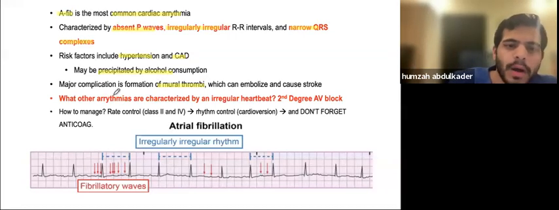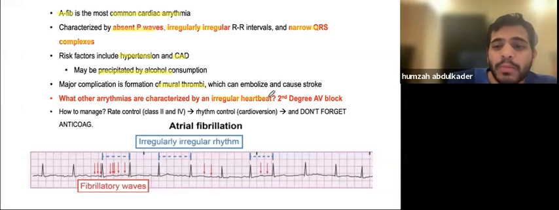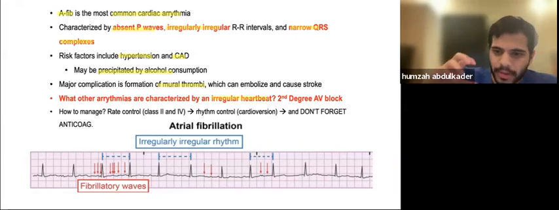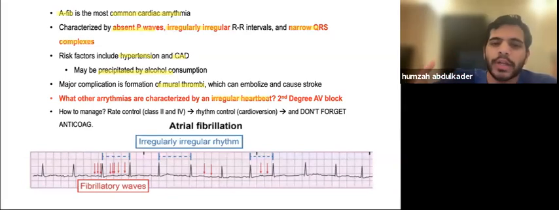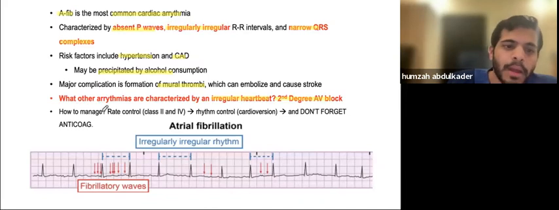Another cause of an irregular heartbeat, but one that has a regularly irregular rhythm, is second degree AV block. So it's important not to get confused between these two. With AFib, it's irregularly irregular.